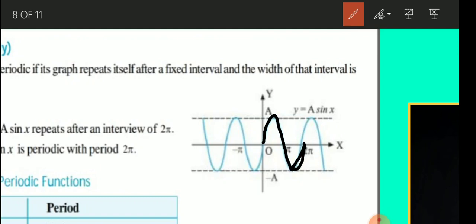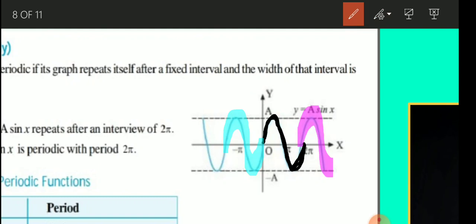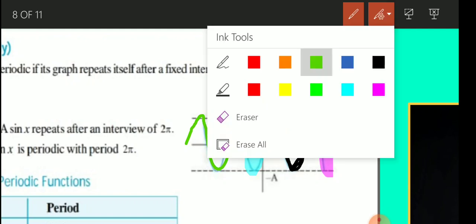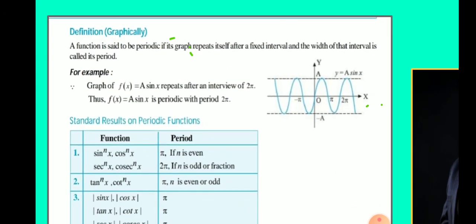I have overlined this black portion, and it is repeating throughout. Later on we see the same pattern repeating. Here once again, the pattern is the same. So this same pattern is repeating. Anyhow, this is A sin x, where A is the amplitude and sin x. Let's see some more examples.